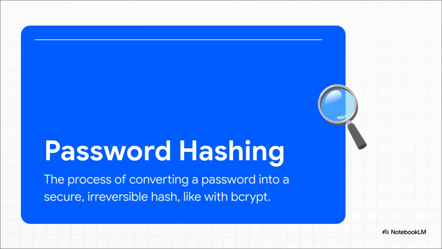Password hashing. It's a process where you run a password through a special one-way function, like bcrypt, which you can see an example of here. It creates this secure, totally irreversible scramble of characters called a hash. That's what you store in your database. Then, when a user tries to log in, you just hash the password they typed in and see if the two hashes match. You never, ever need to actually see or store the real password.